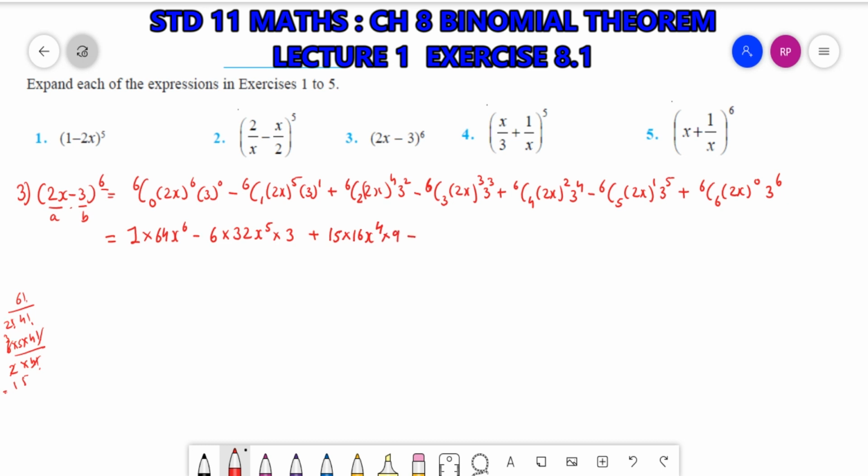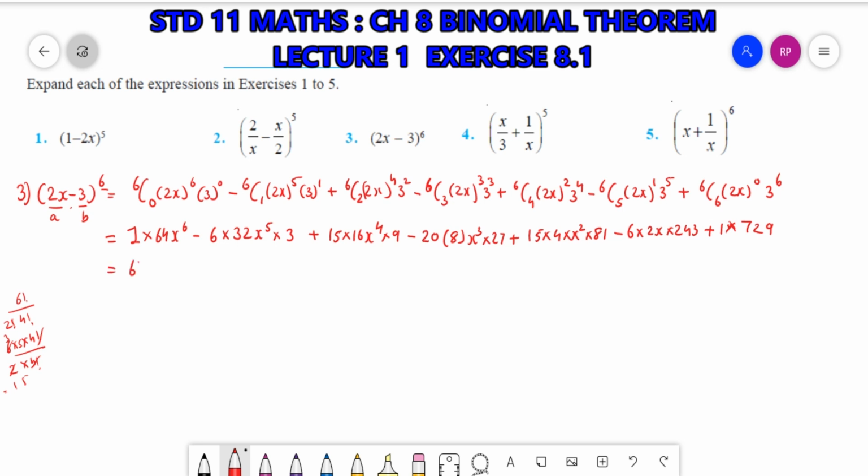Now 6C3, similarly we will solve it. We will get 20 into 2 cube, that is 8, x cube into 3 cube, 27. 6C4, that is 6C(6 minus 4), 6C2, will be equal to again 15 into 2 square, 4, x square, and 3 raised to 4 that is 81, minus 6C5 that is equal to 6C1, so 6 into 2x into 3 raised to 5 that is 243, plus 6C6, 1 into 2 raised to 0, x raised to 0 to be 1 only, so no need to write down, into 3 raised to 6, which means 243 into 3, that will be 729.